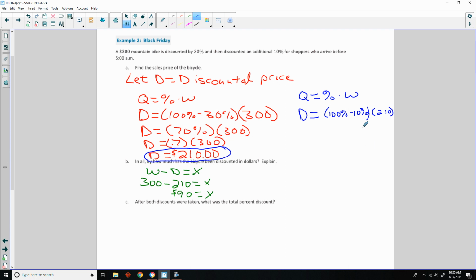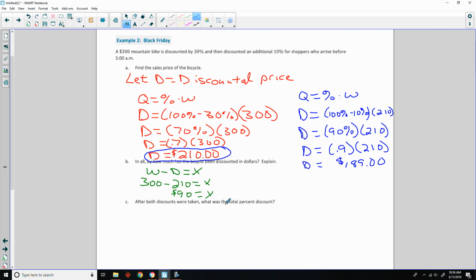30% to get to 210, but we're early birds. We're there before 5 a.m., so we're going to get an additional 10% off. So that means we are going to pay 90% of $210. So convert that to a decimal, and it's 0.9 times 210. And when I multiply that, I get 9 times 0 is 0, 9 times 1 is 9, 9 times 2 is 18. There's one decimal place. We're talking money, so add another 0 there. So we are going to pay $189 for that $300 mountain bike if we get there before 5 a.m.